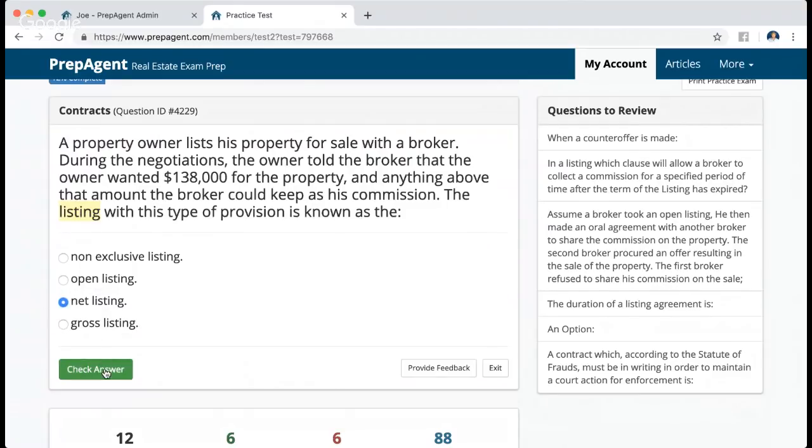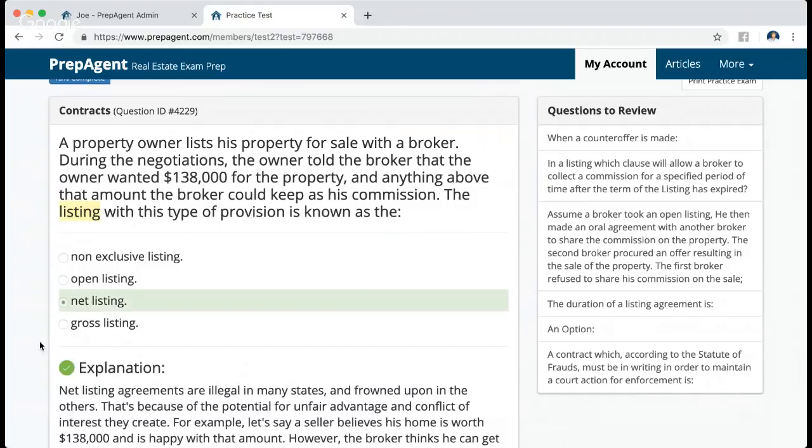As you guys know, in many states it's illegal, in some states it's frowned upon. Regardless, you have to know what it is. Telling me if it's legal or illegal is honestly not going to help you on your real estate exam. You guys have to know what it is, and what it is when there's a set price on the listing, and you as an agent get any amount above and beyond that set price, the net amount, okay?